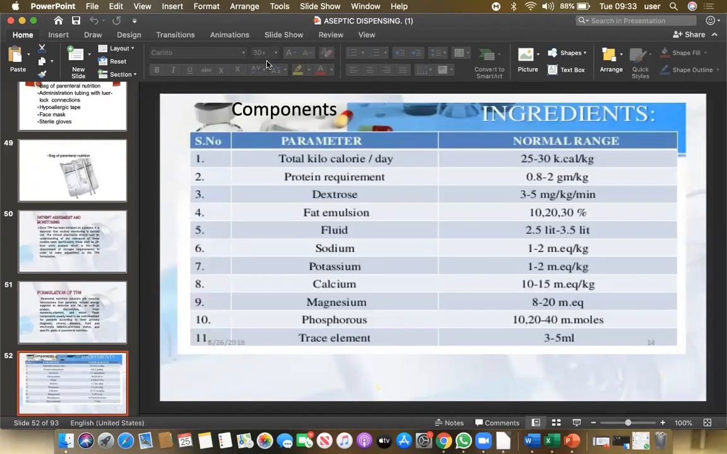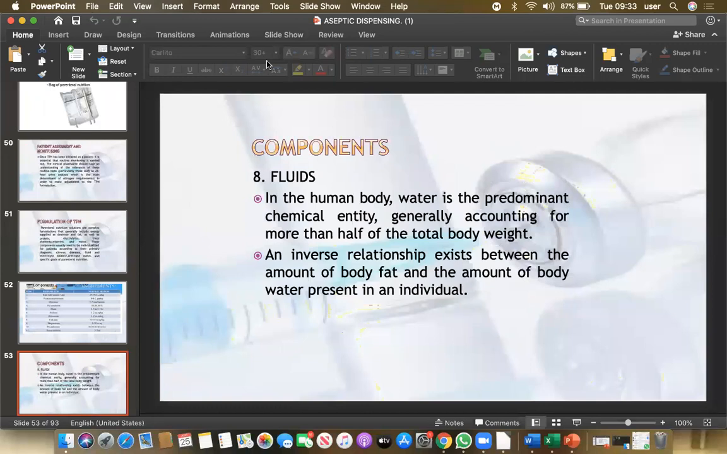Further, the components of TPN are protein, dextrose, fat emulsions, fluids, sodium, potassium, calcium, magnesium, phosphorus, and trace elements. These all have to be added in the TPN. Fluids: in the human body, water is the predominant chemical entity, generally accounting for more than half of the total body weight. An inverse relationship exists between the amount of body fat and the amount of body water. So fluids have to be added in the preparation.